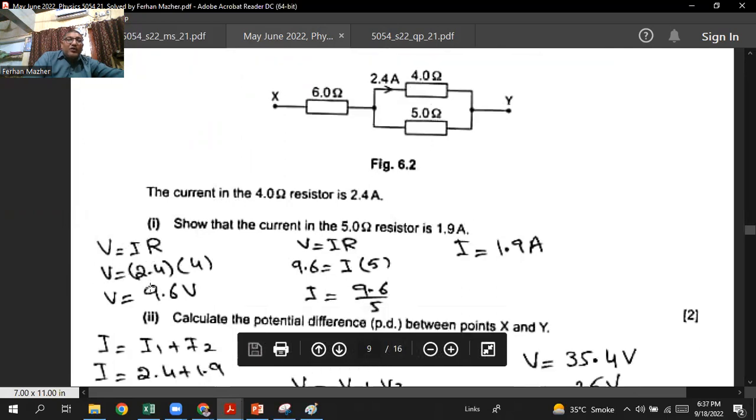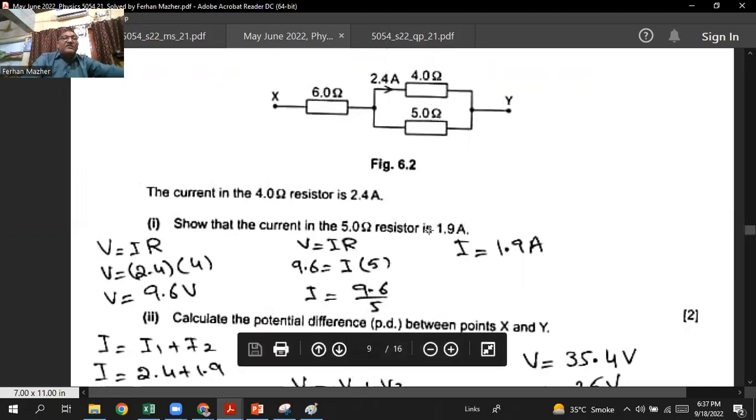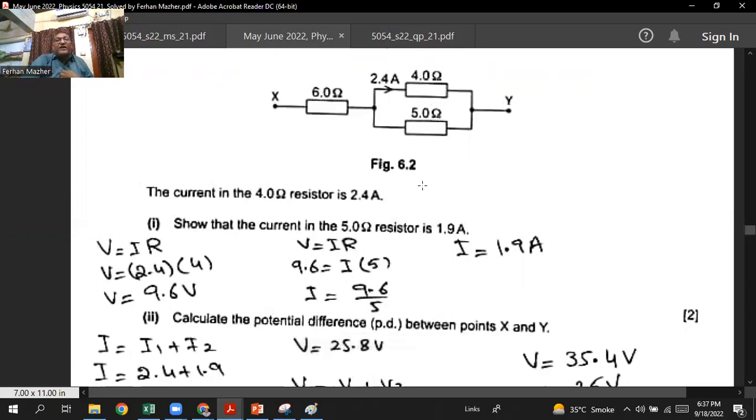So V equals 2.4 into 4. The V will be 9.6 volt. So the voltage drop here is 9.6 volt, and because this is parallel to this, here the voltage drop will also be 9.6 volt. Now on this 5 ohm resistor, I know the voltage drop and I know the resistance, so I can find the current. V equals IR, so 9.6 equals I into 5. So I will be 9.6 divided by 5, so I will be 1.9 ampere. So that was what you had to show.